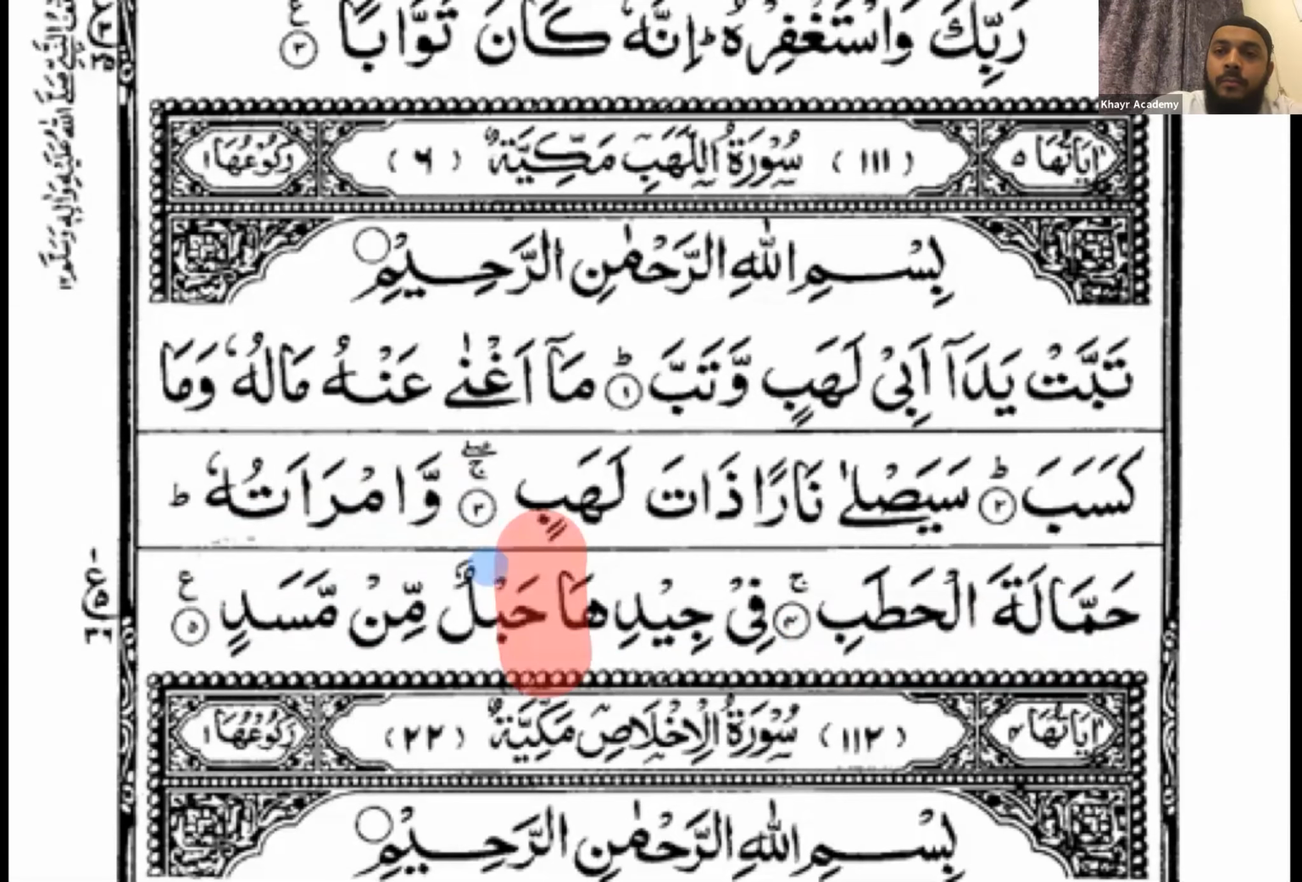Okay. What's the red? Remember, there's a ha here and there's a ha here. Okay. We have to make this one strong. We have to make this one soft. Fi jidiha. Sometimes both of them become strong. Sometimes both of them end up becoming soft. But the first one has to be strong, and the second one is soft. Fi jidiha hablum min masad. So this needs to get practice. And the ba, what happens in the ba? قلقلة. Yeah. Okay.